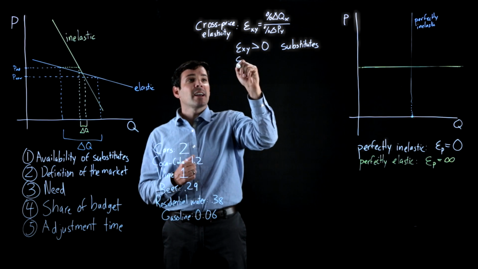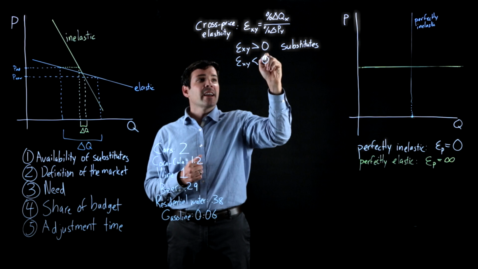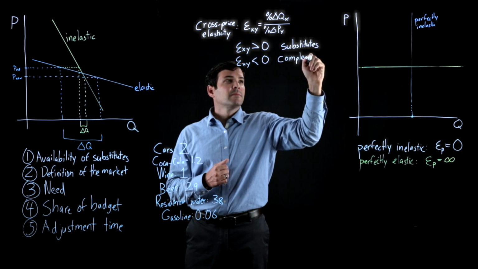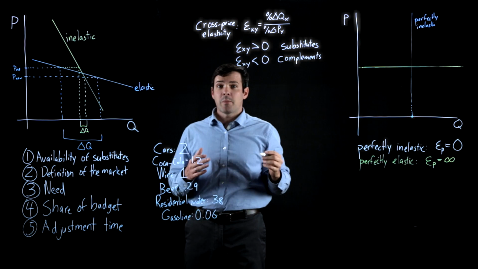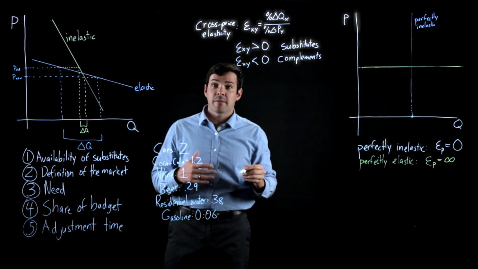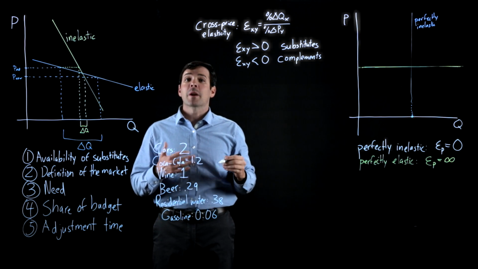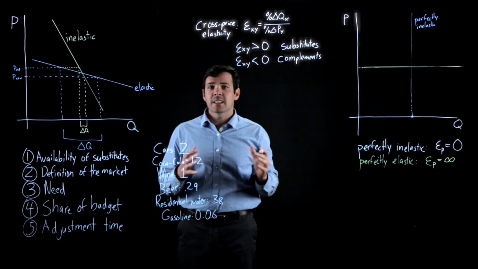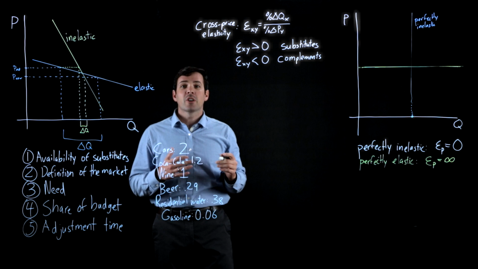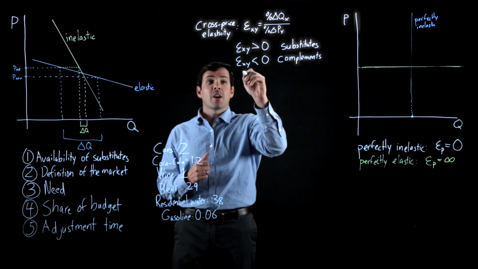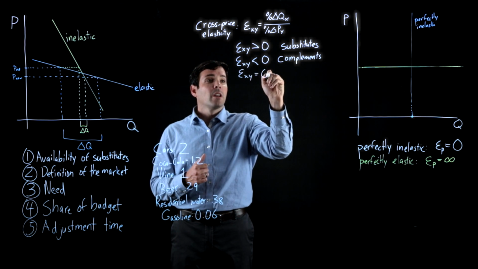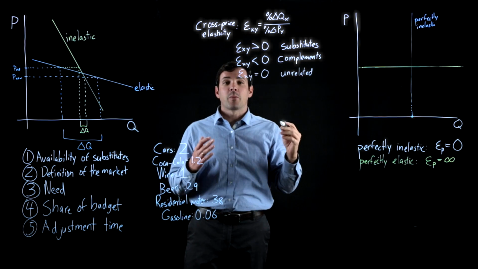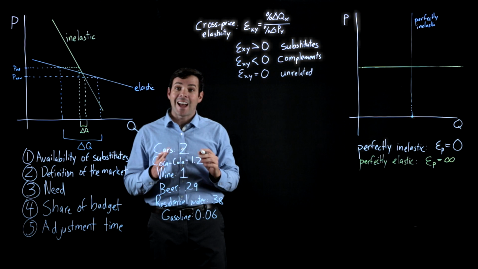If the cross-price elasticity is negative, then the goods are complements. For example, the cross-price elasticity of demand for pizza with respect to Coke might be negative. When soda gets more expensive, we purchase less pizza because we like to consume them together. And if the two goods are completely unrelated, then the cross-price elasticity will equal 0. The price of good Y doesn't affect the quantity demanded of good X at all.